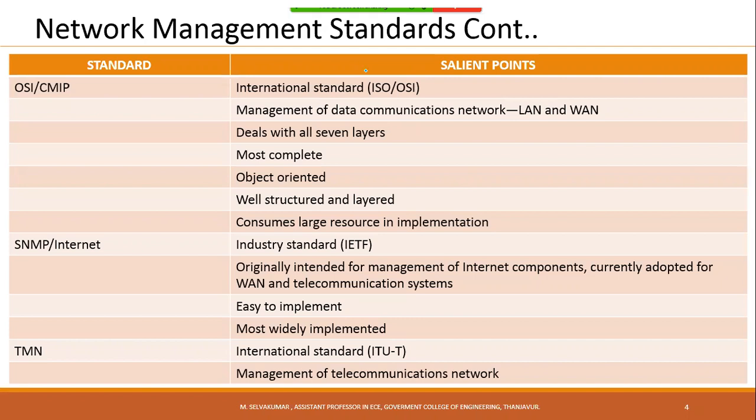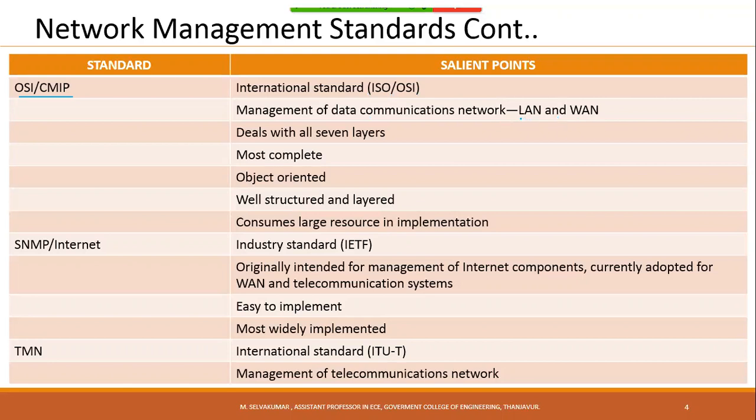This table gives the network management standard protocols and their features. The first standard is OSI or CMIP, the Common Management Information Protocol. It is adopted by the International Standard Organization, ISO. It manages data communication networks, so this protocol can manage LAN and WAN networks.